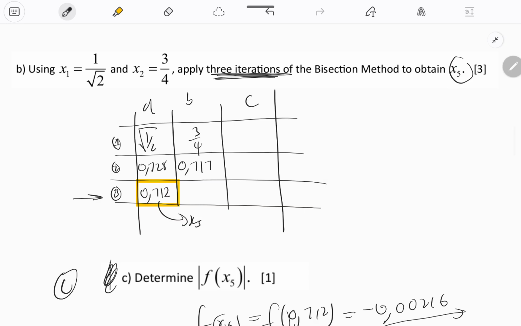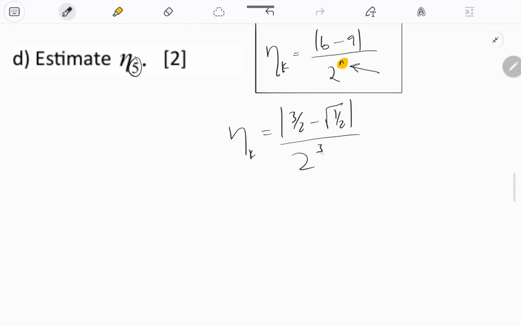Think about it: for x5, n is equal to 3. That's why I'm putting 3 here, not exactly 5. Then if I plug that into a calculator, hopefully you get something like 0.00536, which will be your error at the third iteration, which is your fifth output. Not directly the fifth iteration, but your fifth x, if I should put it like that.